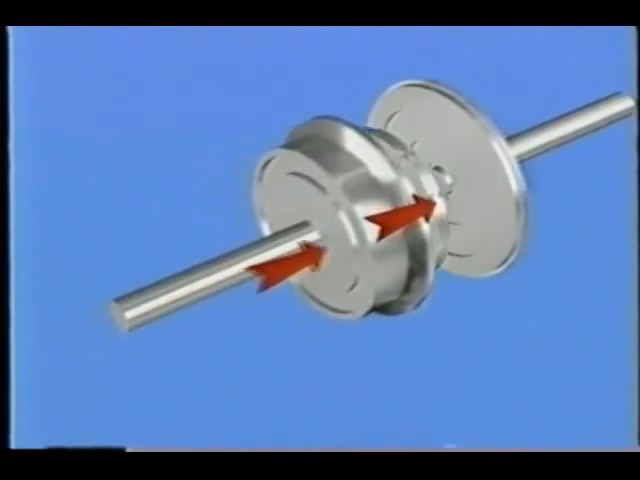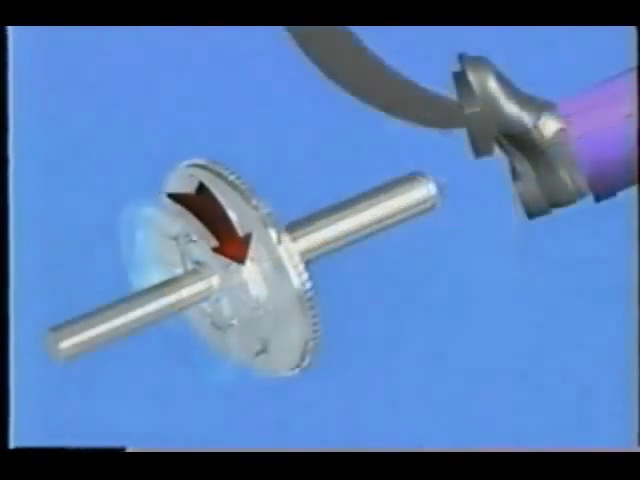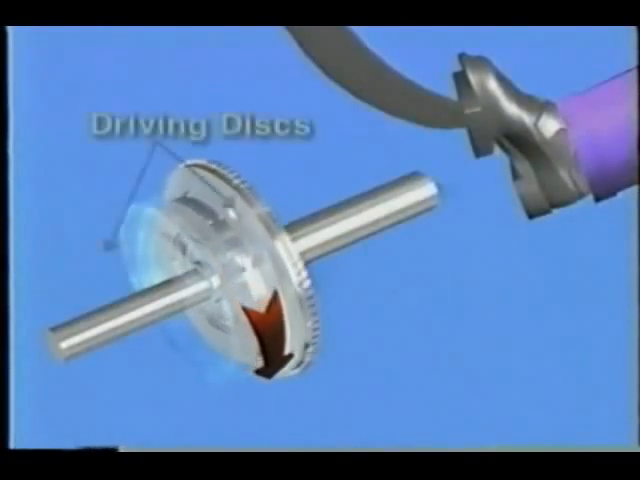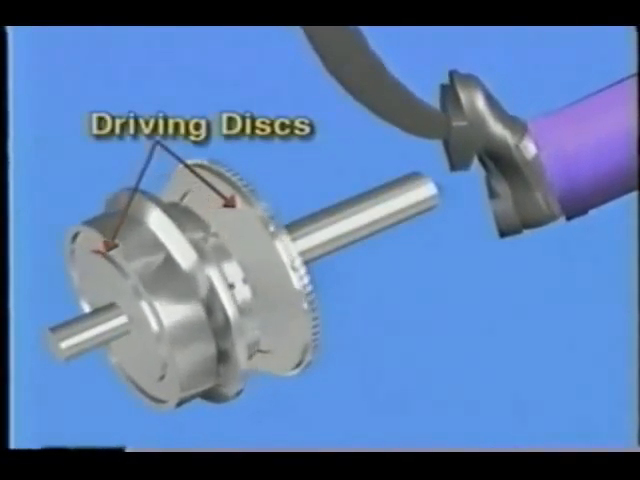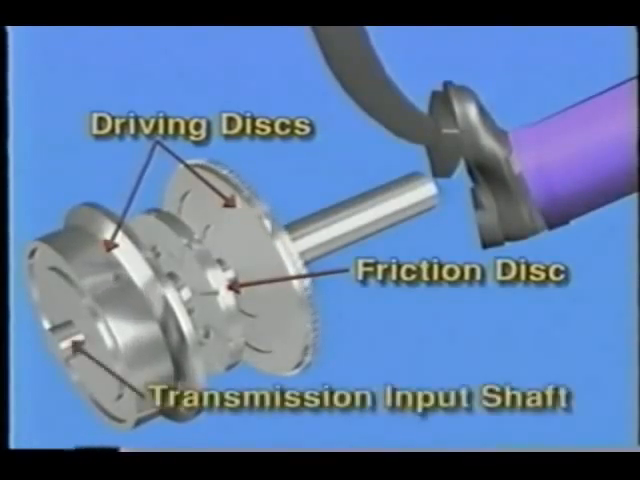A friction disc is sandwiched between two driving discs. When the clutch pedal is pressed down, one driving disc is forced away from the other. This frees the friction disc, which is connected to the transmission input shaft. This allows the input shaft to stop rotating while the engine can continue to run.